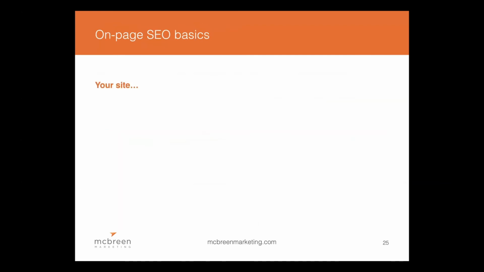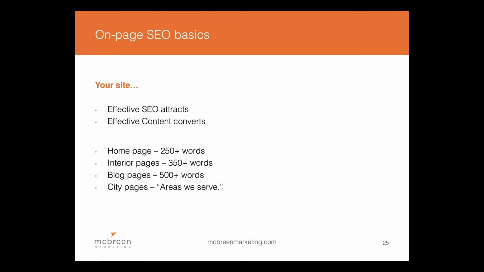So your site might have great SEO, but not so great copy. Or your copy is effective, but your SEO is kind of mediocre. Effective SEO attracts, but effective content converts. And these really go together. So what I always advise is, think about a seamless content and SEO balance, because they work together, and content is the most important thing when it comes to SEO.